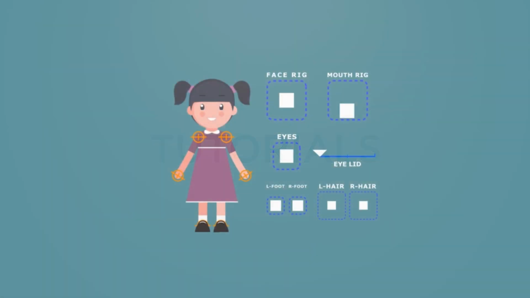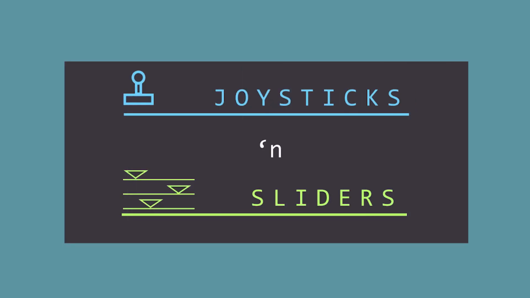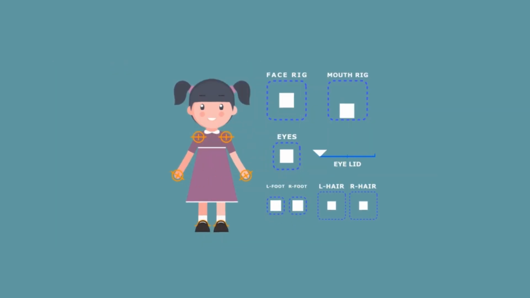To give you all a heads up, the plugins that we're going to be using within this After Effects tutorial are Rubber Hose and Joysticks and Sliders. These are fantastic After Effects plugins and they make life so much easier when rigging a 2D character.